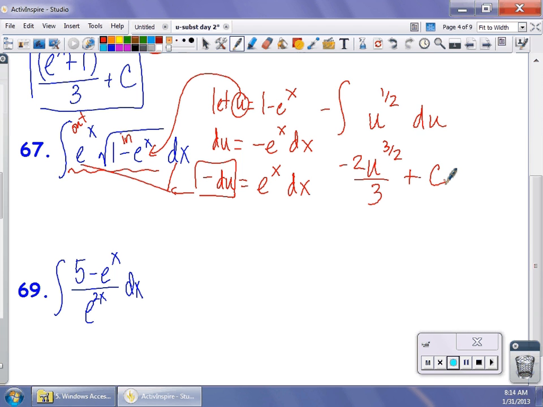So all this does is it allows me to take a complex variable and change it to a simple variable. That's why it's called U substitution. We're substituting out the variable.